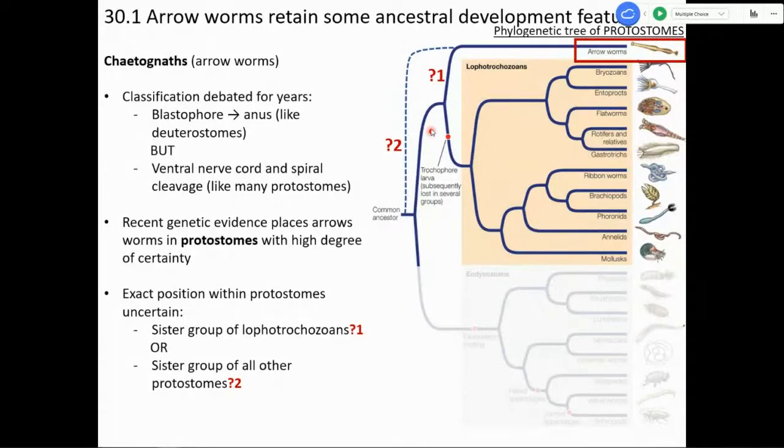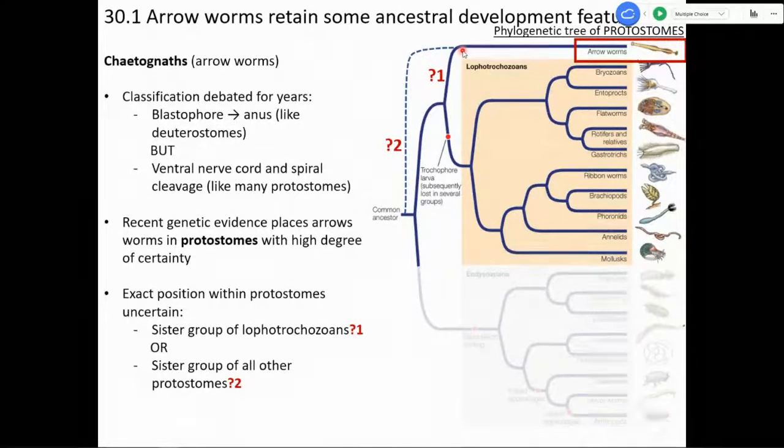The way that this is drawn here in this phylogeny from the book is that the Lophotrochozoans and the arrowworms are down a single lineage here, and the arrowworms are split off of them. So in other words, the arrowworms are a sister group of the Lophotrochozoans. But there's a second argument that might place them at a further distance away, more closely to the common ancestor, that would put them along this line here, basically, as a sister group to all of the protostomes.